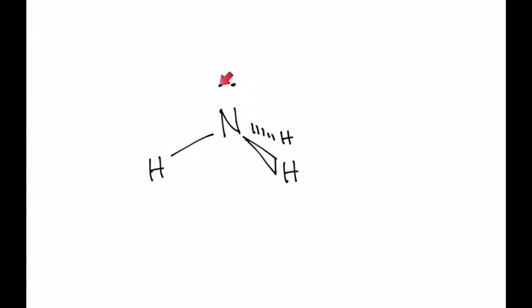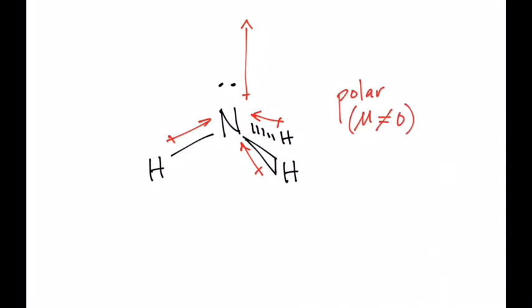If you have a lone pair, this is obviously more electronegative than anything else because you have electrons. And so the polar vector would be pointing up towards the lone pair of electrons. And because nitrogen is more electronegative than hydrogen, the polar vectors for these bonds would be pointing towards nitrogen. And so the overall resultant vector here would be non-zero. Therefore, ammonia is considered a polar molecule.